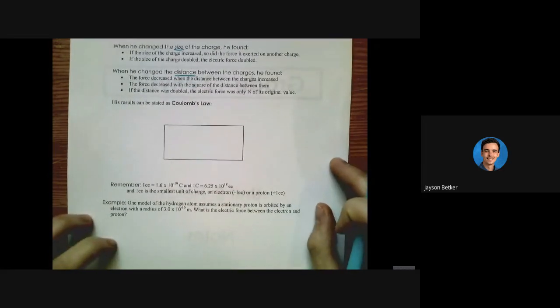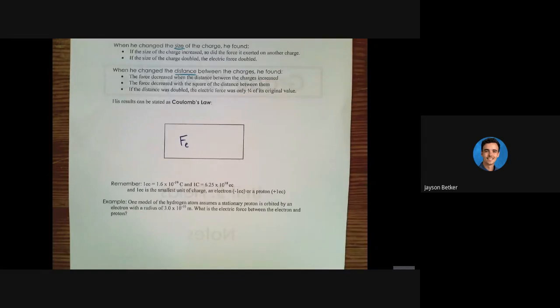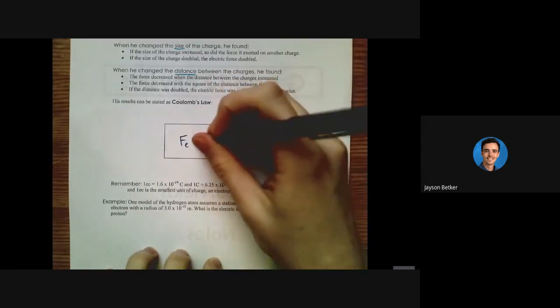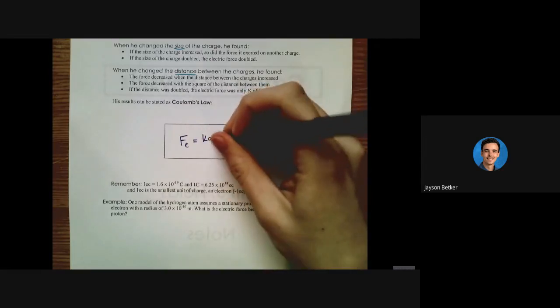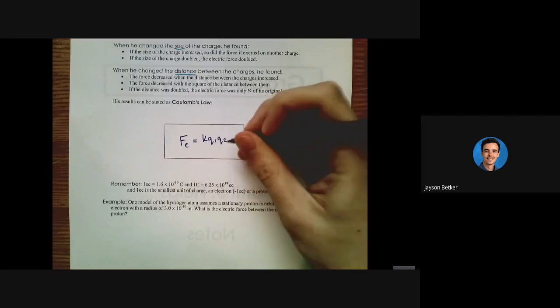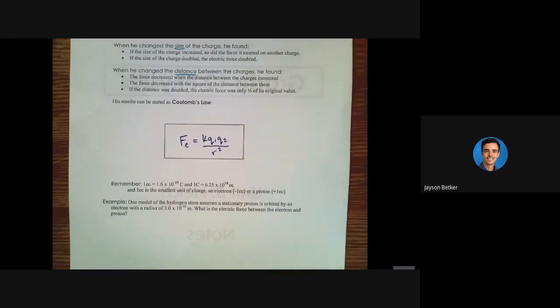So his results can be stated as Coulomb's law, and the formula looks like this. The electric force is equal to K Q1 Q2 over R squared. Let's just take another second here to look at your formula sheets. Where do I have those? Right here.